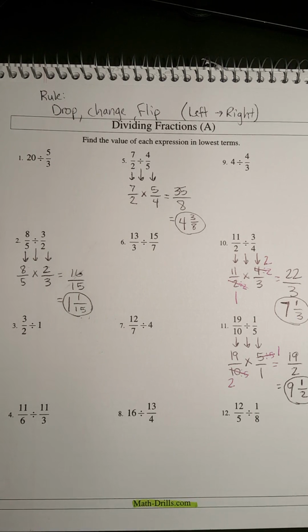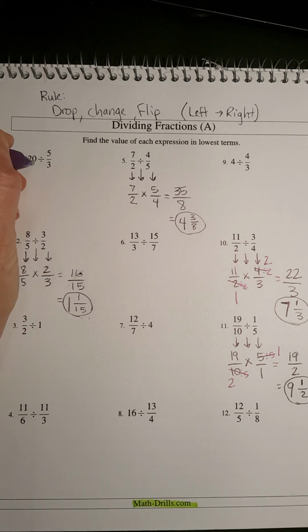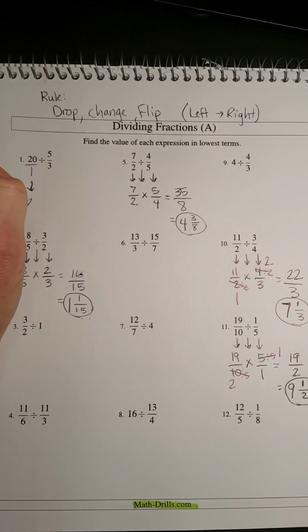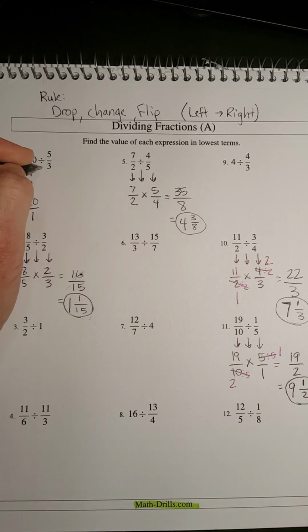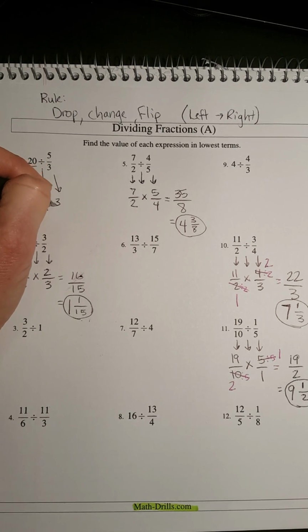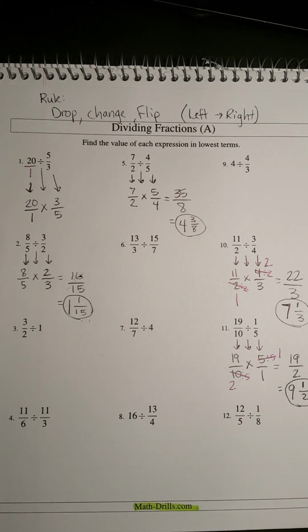Okay, let's tackle this whole number up here in the corner. So again, remember whole numbers have to go over 1. That's really important that you remember that. So when I drop this, I'm going to have 20 over 1. I'm going to change to multiply. I'm going to flip to 3 over 5. And then I can simplify.